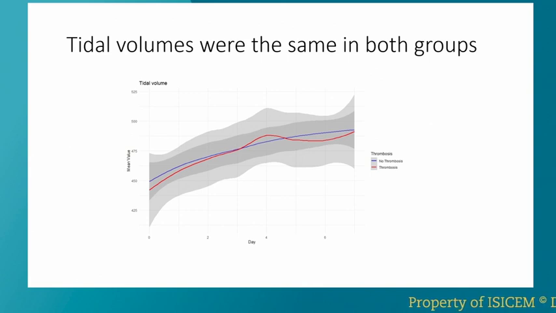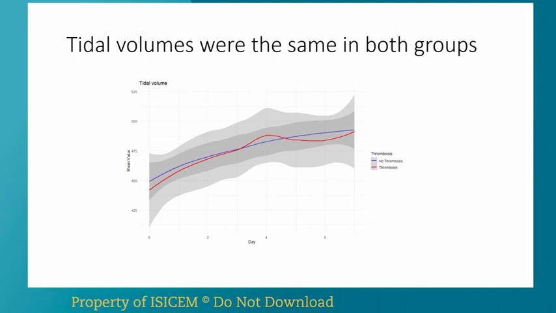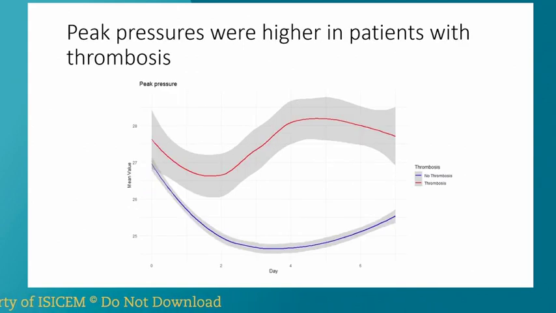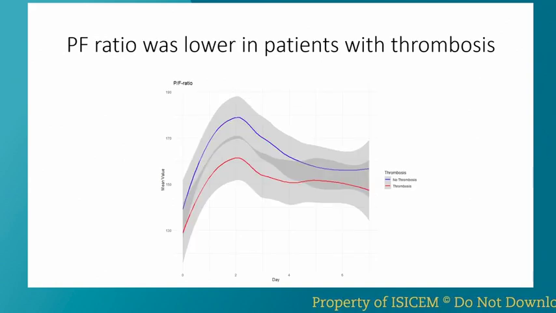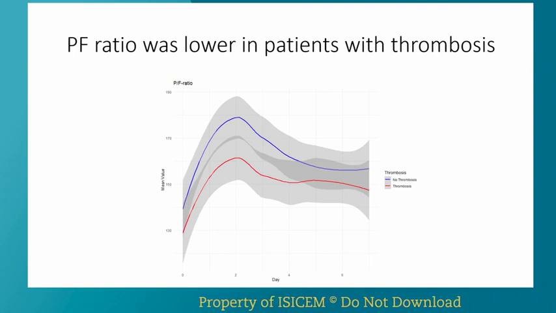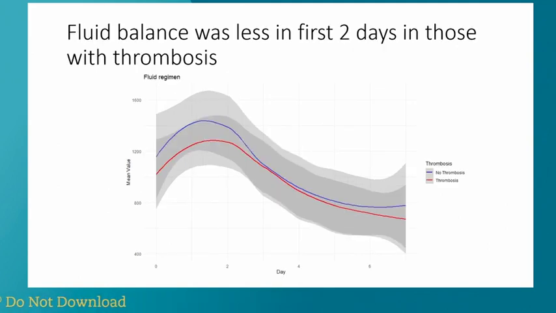So what about ventilatory settings? The tidal volumes were the same. We are very mature in how to apply protective ventilation with low tidal volumes, so that is what's being done in all these 4 ICUs. But peak pressures were consistently higher along the time course in patients developing thrombosis versus those that did not develop pulmonary thrombosis. And also PEEP was consistently higher in patients that went on to develop thrombosis compared to patients not developing thrombosis. The PF ratio was lower in those with thrombosis, and this speaks to the fact that hypoxia strongly drives a procoagulant response. So also here was a difference. The fluid balance was not so much different. It was a little bit less in the first 2 days, but there was a lot of overlap between patients.